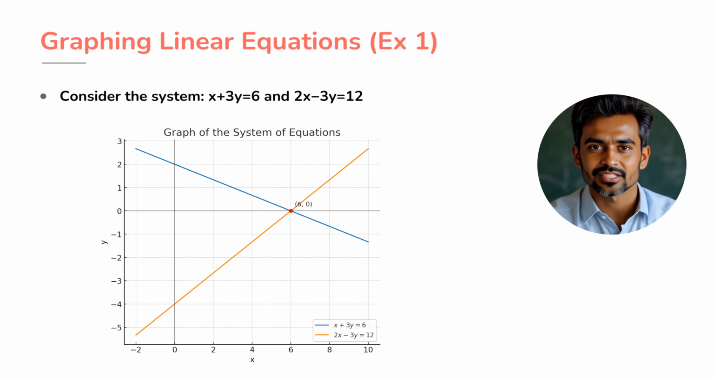The two lines intersect at the point (6, 0), which is the solution to this system of equations. So, x equals 6 and y equals 0 is the unique solution.